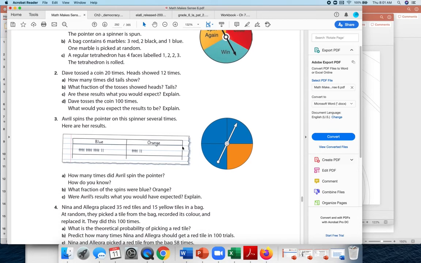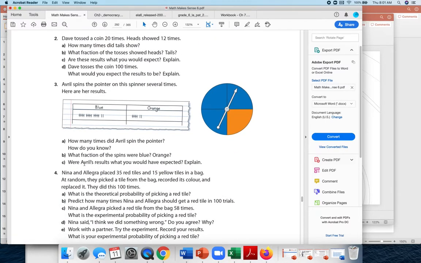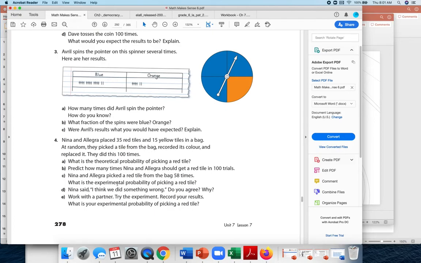Show what you know. Okay, next one. This is the actual results from this experiment, so it's kind of the same thing. The most important question here again is C. Were Avril's results what you would have expected? Explain. And then this next one, number 4, is really important. So I definitely would like you to think about this one.